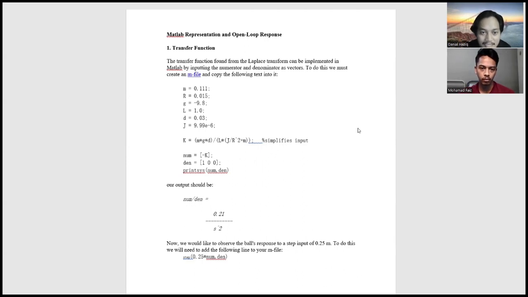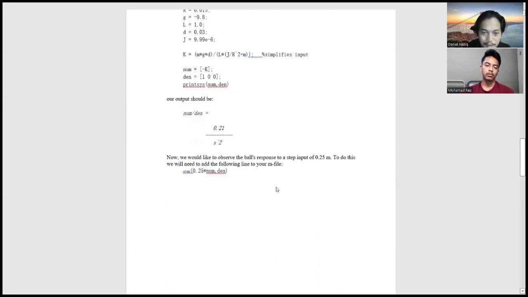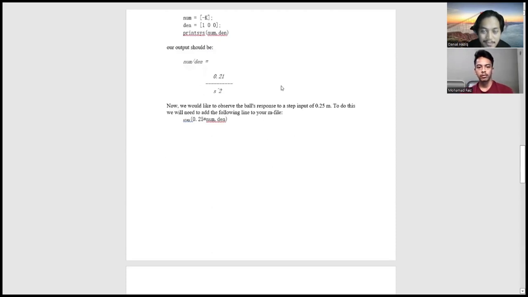And then K equals M times G times D divided by L times (J divided by R squared plus M). Then num equals K, and den equals the denominator vector. And then our output should be num divided by den, which is 0.21 over s squared. Now we would like to observe the impulse response to a step input of 0.25 m. To do this, we will need to add the following line to our M file.